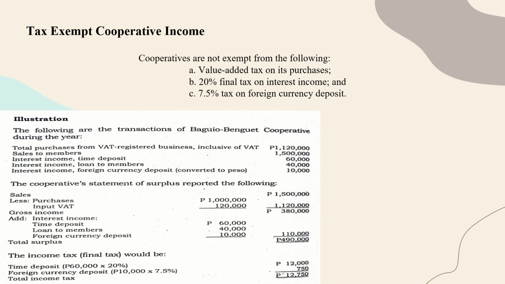Cooperative incomes derived from transactions with members are not subject to tax. However, cooperatives are not exempt from the following: A. Value-added tax on its purchases, B. 20% final tax on interest income, and C. 7.5% tax on foreign currency deposit.